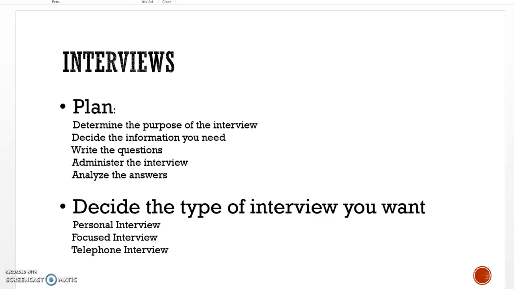When you have an interview or you need to give somebody an interview, you first have to have a plan. You first want to think about, what is the purpose of the interview? What information do I need to get from this interview? Once you know that, then you will write all your questions down. Then you're going to administer or give the interview. And then you're going to analyze the answer. That is the plan for giving a good interview. And there are a couple different types of interviews that this lesson talks about. Personal, focused, and telephone interview are the three we're going to get into today.